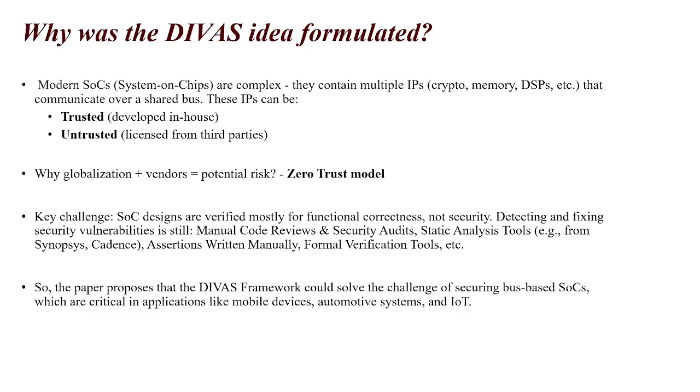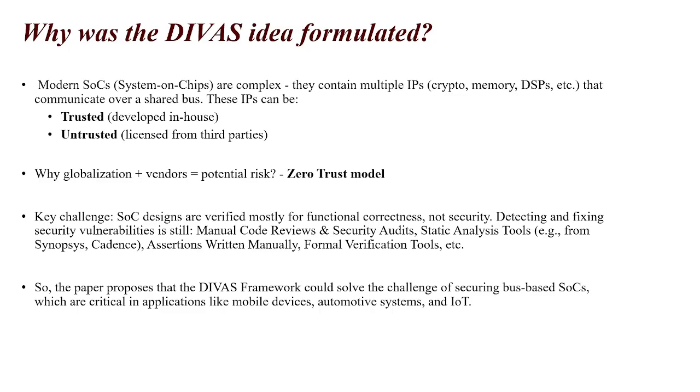Today system on chips are incredibly complex. They combine many IPs like crypto engines, memory blocks, DSPs, and all these communicate in a shared bus. These IPs can either be trusted, which means they're developed in-house, or untrusted, often licensed from a third-party vendor. Because of globalization and outsourcing of IPs, there is a growing security concern. So we cannot blindly trust every component in a system.